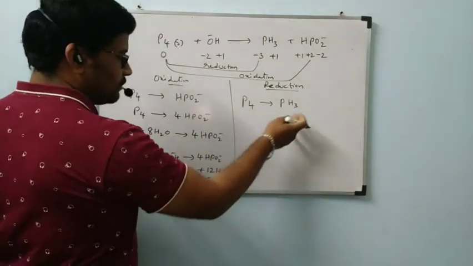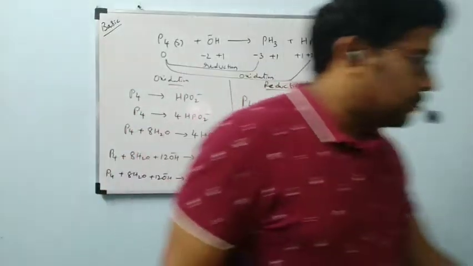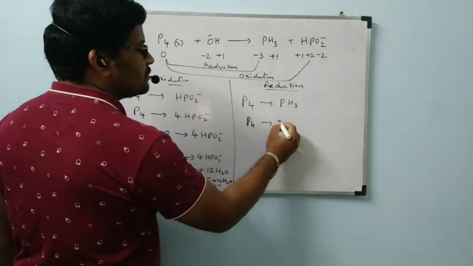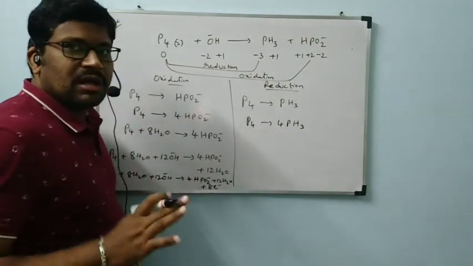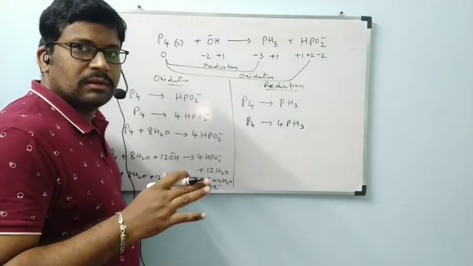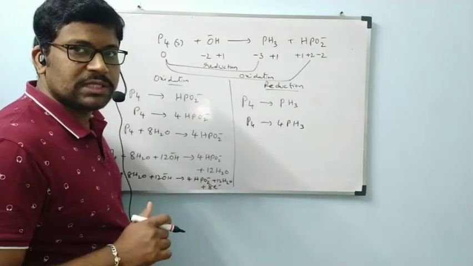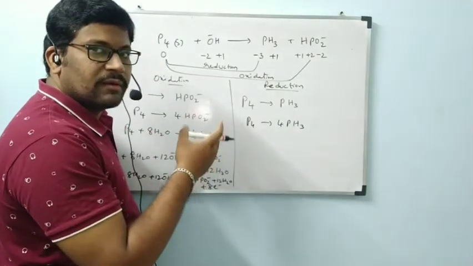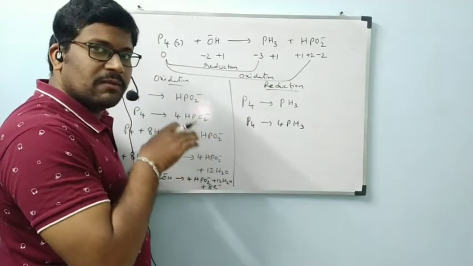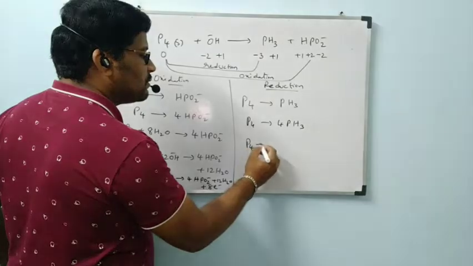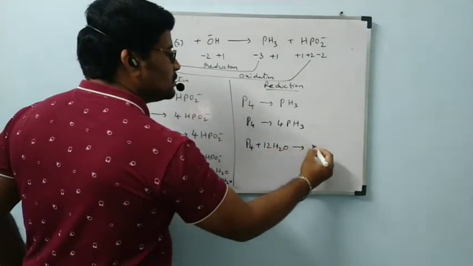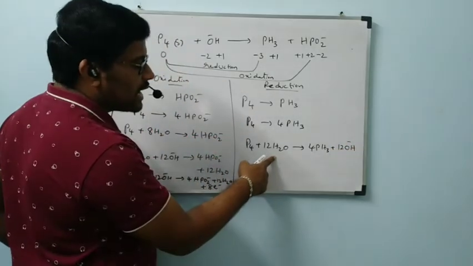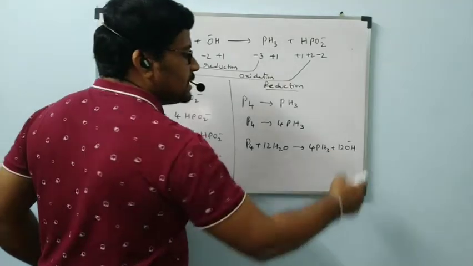Coming to the right side, P4 gives rise to PH3. First phosphorus must be balanced. P4 gives rise to 4 PH3. After that, oxygens are not there. Correct? Then we have to balance hydrogens. 4 3s are 12. Left side, hydrogens are not there. We have to balance on the left side now. That many water molecules must be added. P4 plus 12H2O gives rise to 4PH3 plus 12OH minus. How many water molecules are added? On the opposite side, that many OH minus ions must be added.